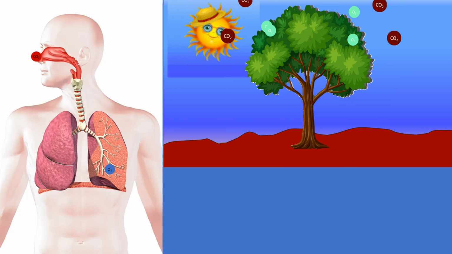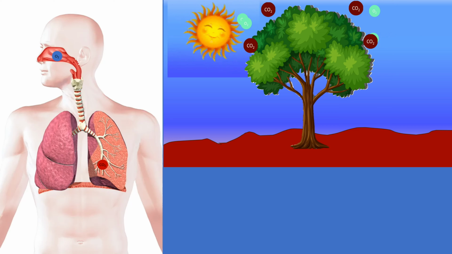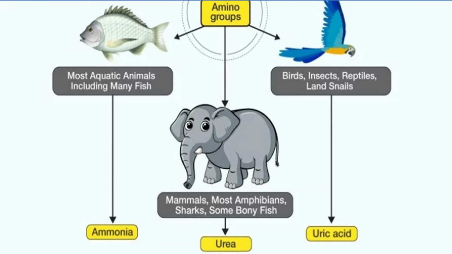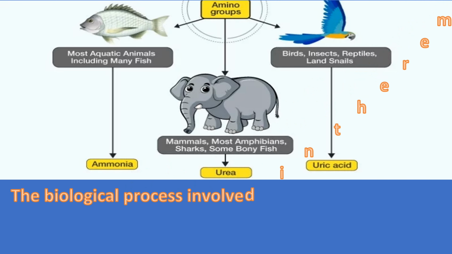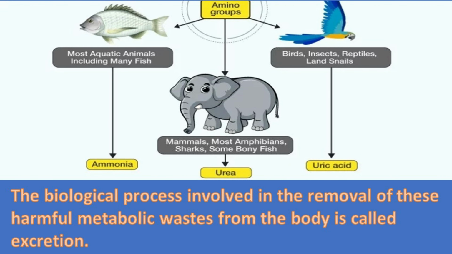We have already discussed how organisms get rid of gaseous wastes generated during photosynthesis or respiration. Other metabolic activities generate nitrogenous materials which need to be removed. The biological process involved in the removal of these harmful metabolic wastes from the body is called excretion.